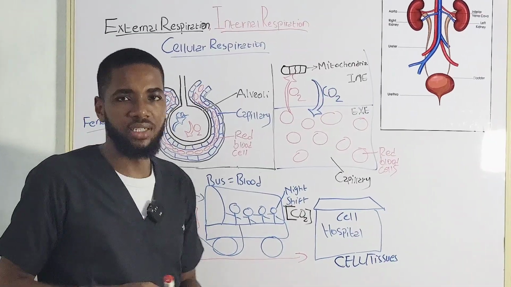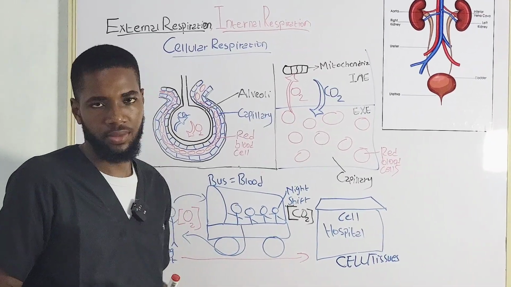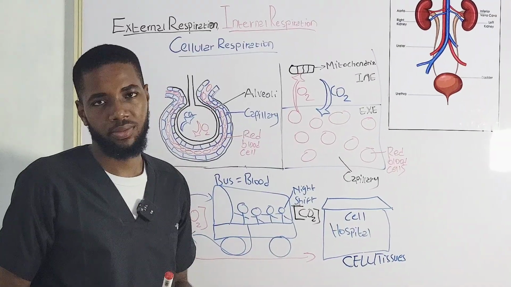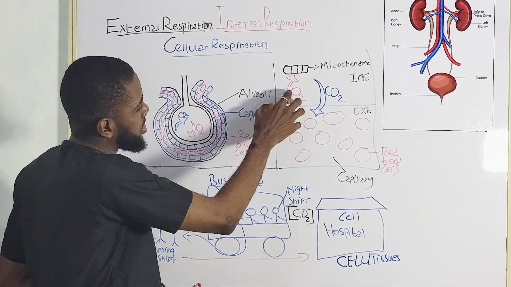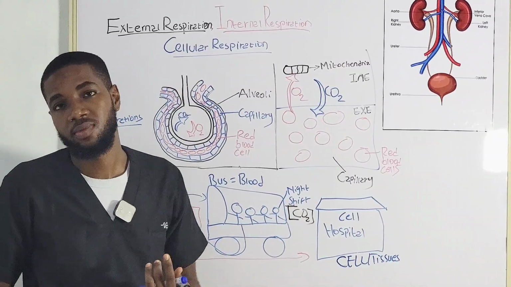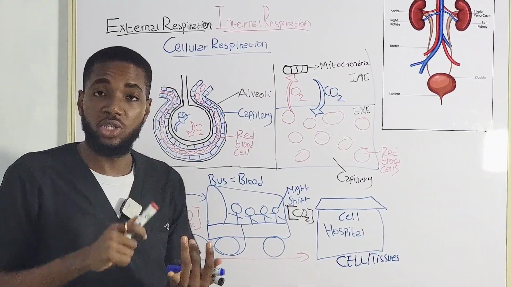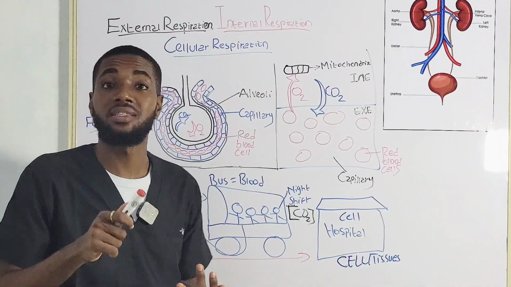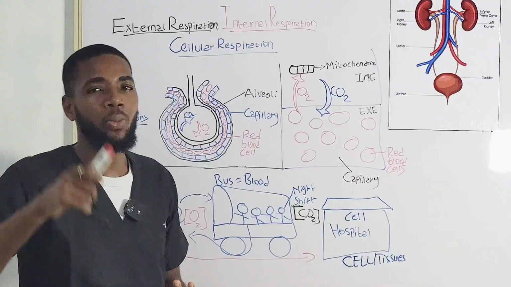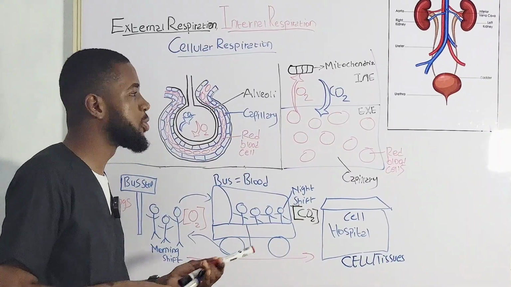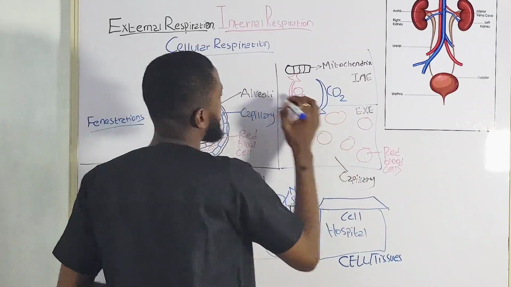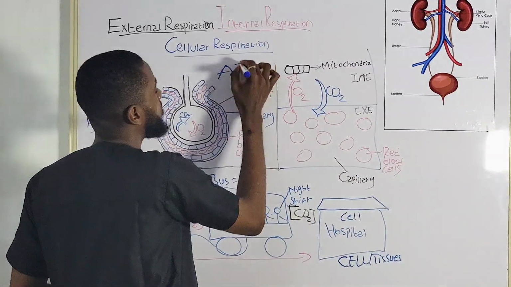When it takes oxygen, it uses oxygen to break down glucose. Now, when oxygen breaks down glucose, it produces water and CO2. But more importantly, there's something it produces. It produces ATP. I'll write it here.